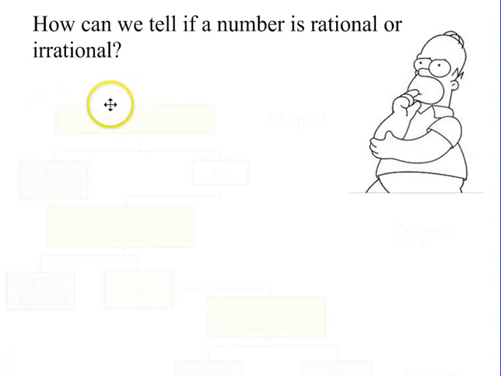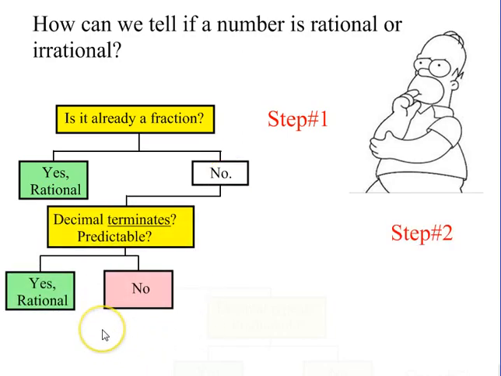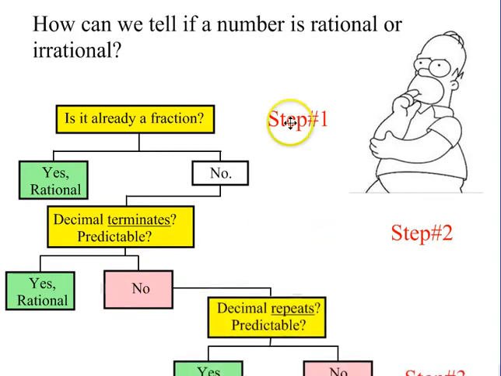Well, there's a couple steps you can take here if you haven't figured it out already. Step number 1, is it already a fraction? If it is, guess what? It's rational. Easy. If it's not, okay, you move on. Step number 2. If it's a decimal, does it terminate? Does it stop? Is it predictable? If you say yes, it does stop, I can tell what happens next, it's rational. If not, move on.